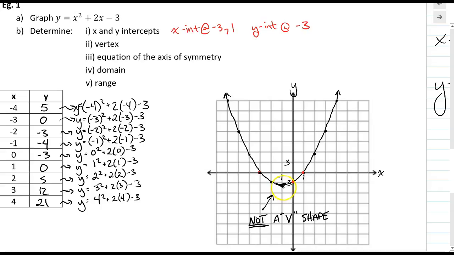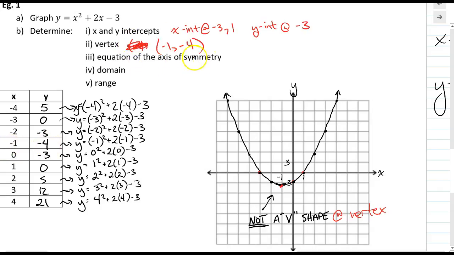My vertex in this case is not 0, 0. It is my lowest point. So it's not a V shape at the vertex. Even though it's a V, it doesn't actually form a V. So it's this point right here. And if I'm not 100% sure what the coordinates are for that point, I'm going to check my table of values. It's -1 and -4.